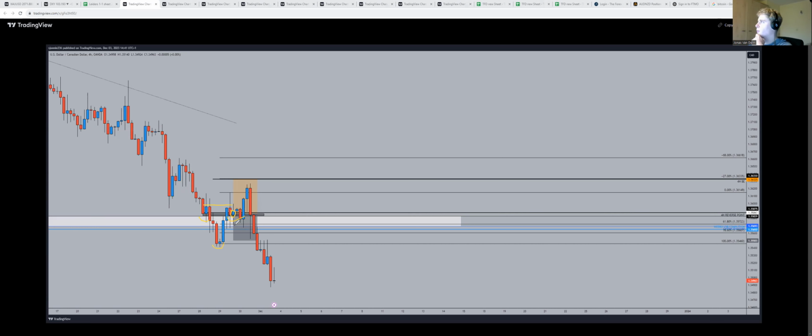I only took it on demo because I want to see if it played out or not. But the DXY was bearish, so it confirmed to me that this trade was really bad to take. So that's why I didn't take it. It was a good decision to not take it.